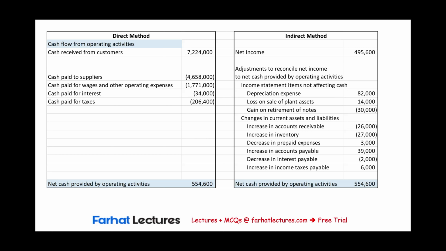Now, let's compare the indirect method real quick with the direct method. Under the indirect method, and we looked at this in a separate recording, I started with net income and I performed various reconciliations to come up with net cash provided by operating activities of 554,600. Under the direct method, oh, well, I skipped something.